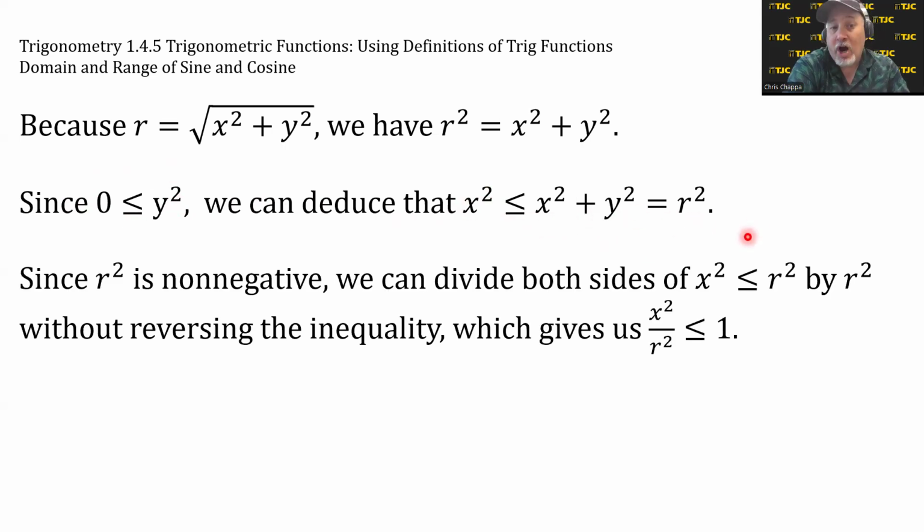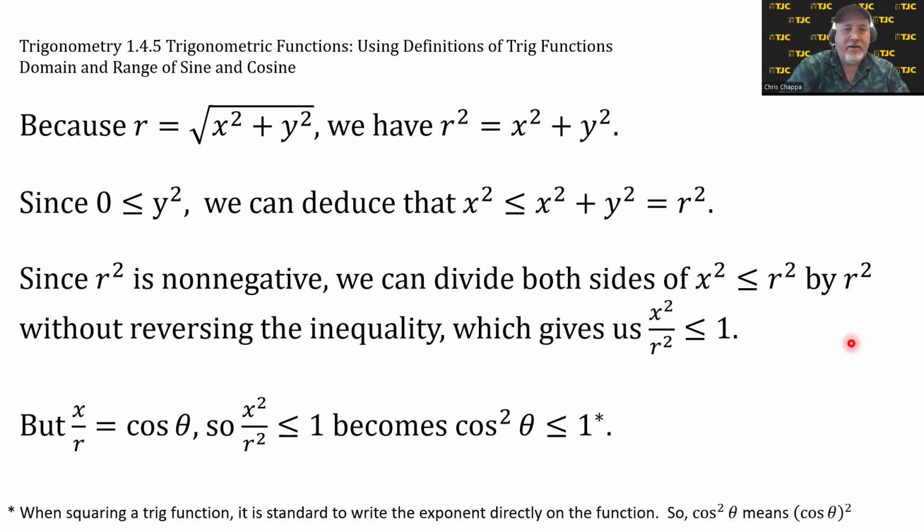Now, since r squared is non-negative, and more specifically positive, we can divide both sides of x squared is less than or equal to r squared by r squared without reversing the inequality. So if we divide both sides by r squared, we get x squared over r squared is less than or equal to 1. But wait a second. X over r is equal to cosine of theta. So the inequality x squared over r squared is less than or equal to 1 becomes cosine squared theta is less than or equal to 1.